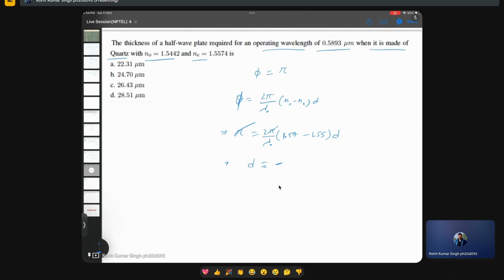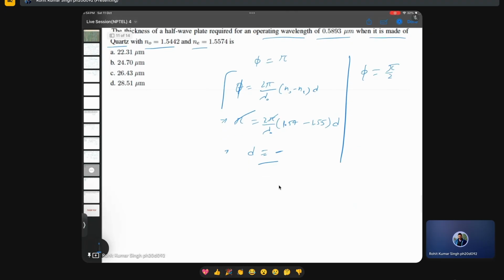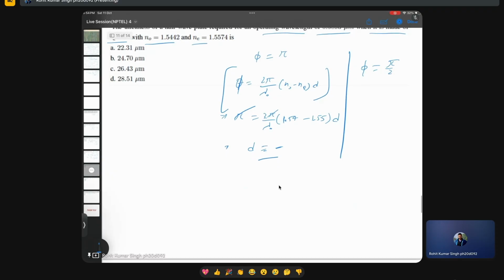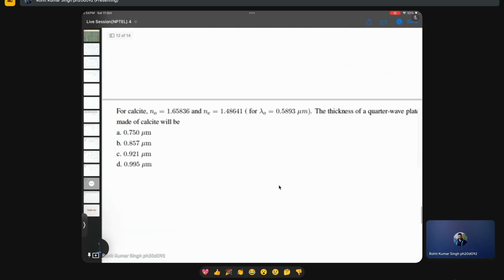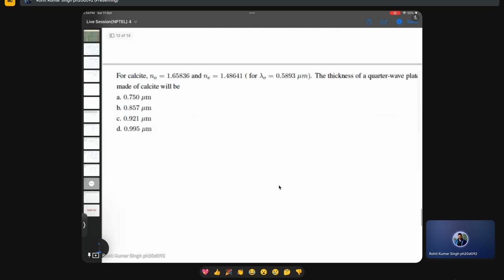So you can do this calculation. I don't remember the answer now, but it's a simple formula you can apply. Similarly, for the quarter wave plate, you can use phi equal to pi by 2. So this formula is again very important to keep in mind. These are very simple ones, just to recap. If there are no questions, we can go to the next.